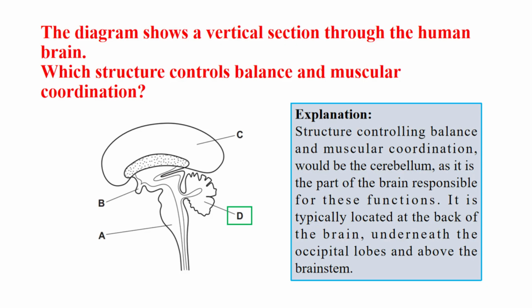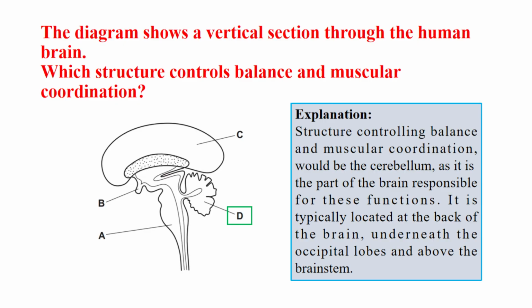The medulla is part of the brainstem and is crucial for regulating vital functions such as breathing, heart rate, and blood pressure. It does not control balance and muscular coordination. Structure B, this is the pituitary gland. The pituitary gland is responsible for hormone production and regulation of various bodily functions. While it plays a key role in hormonal balance, it is not involved in balance and muscular coordination.